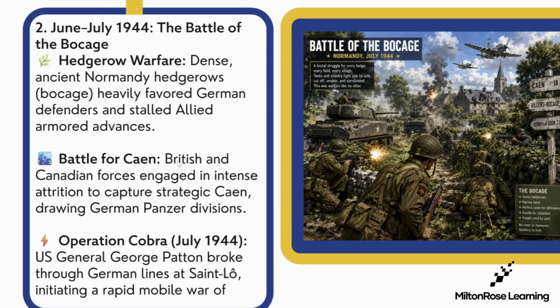However, nevertheless, we pushed forward in Operation Cobra in July 1944. General Patton, great American general, very swashbuckling, broke through German lines at St. Lo and initiated a rapid mobile war. So we start to break out of the bocage, and the mobile war kind of begins, and they can actually deploy their armour properly.